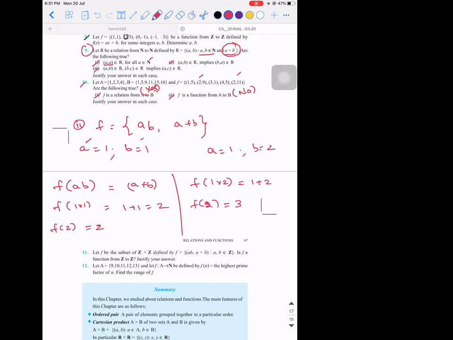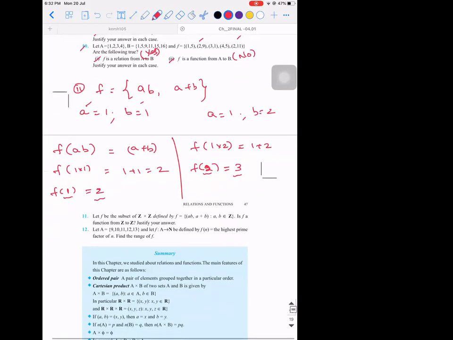So what do you understand? For different elements, you have different images. No two inputs will have the same output. That's what I'm trying to say. So here what should be the format of input? It should be the product of two numbers. So what they're trying to say is the product of two numbers when substituted in a given function will be equal to the sum of the two numbers. Is it possible?